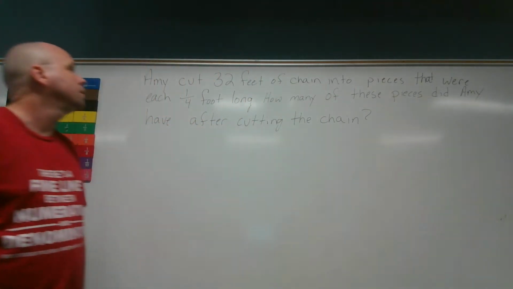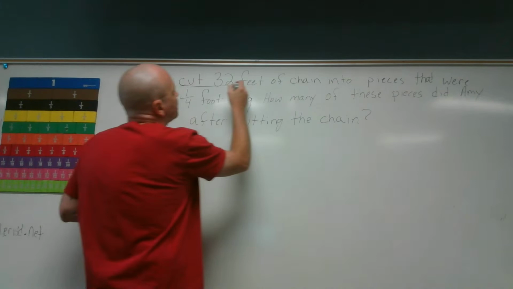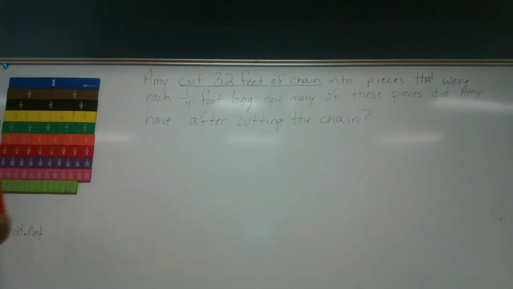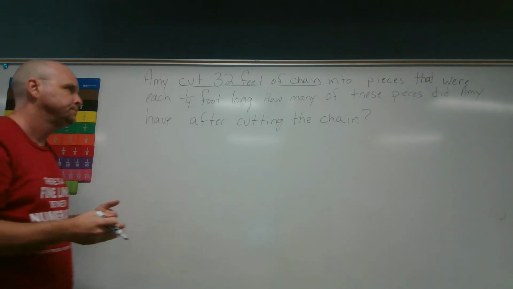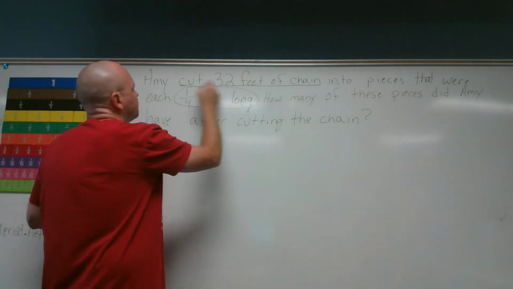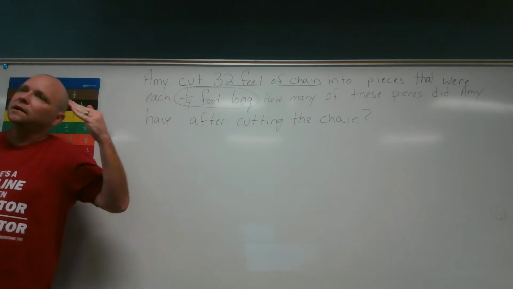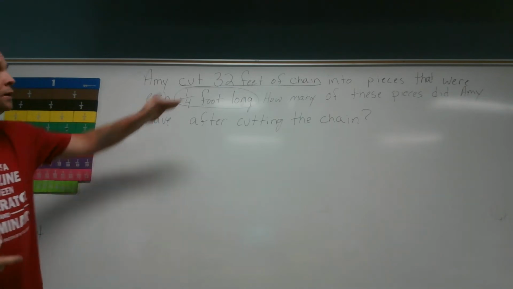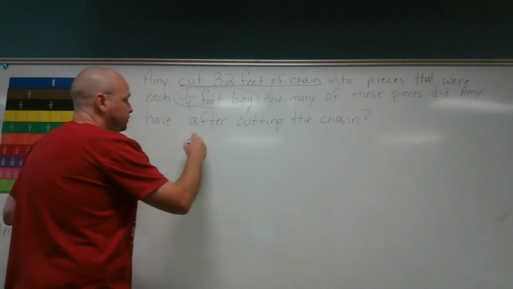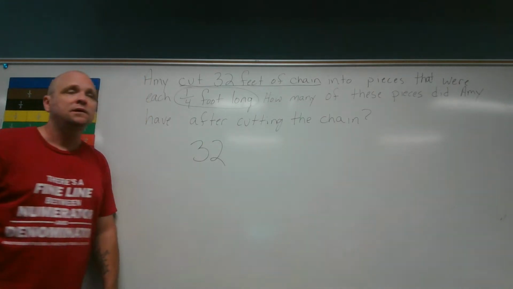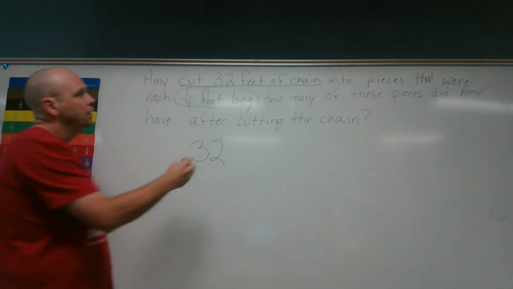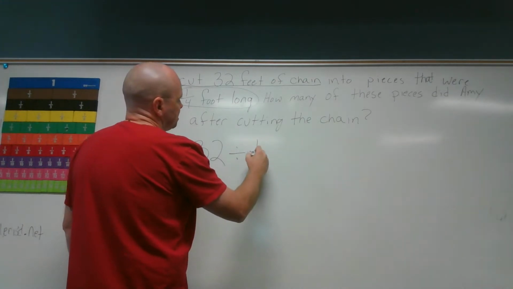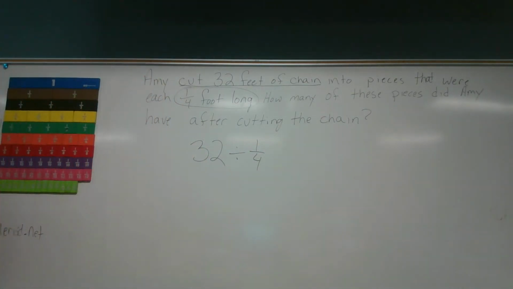Well, if we look, we know she cut 32 feet of chain. That is what's being cut. Each piece is 1/4 of a foot long. That's how big each piece is being cut. And we want to know how many pieces Amy would have once she's done cutting. Well, we know we have 32 as our whole number, because that's how many feet of chain we have. We're dividing that into sections that are each 1/4 of a foot long.